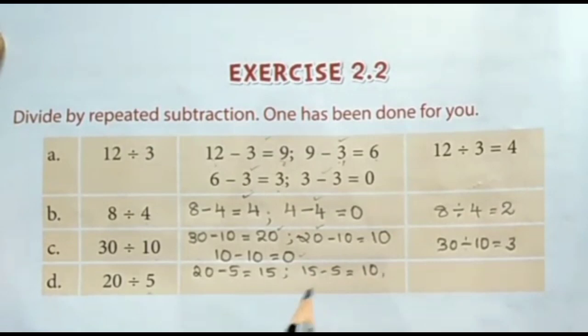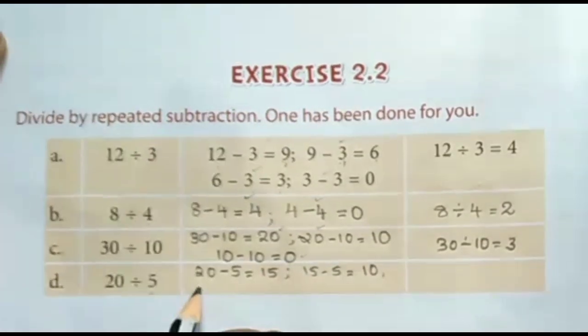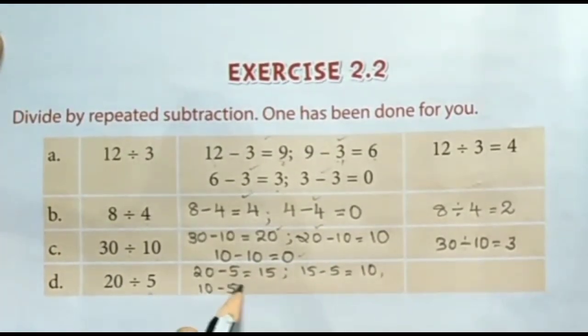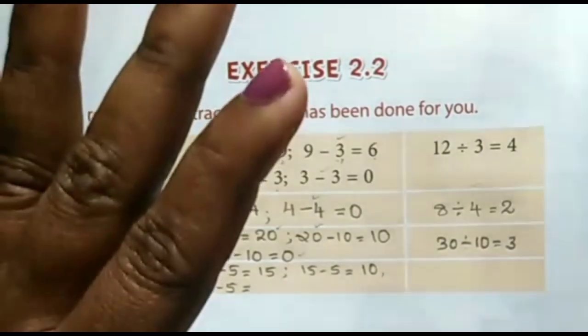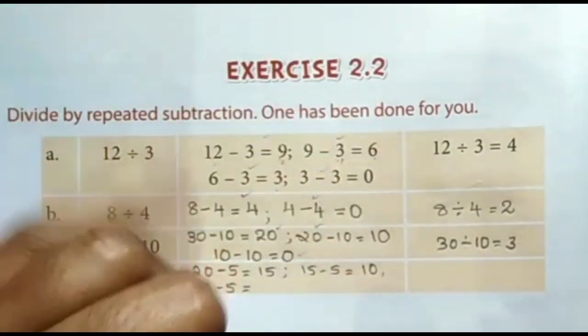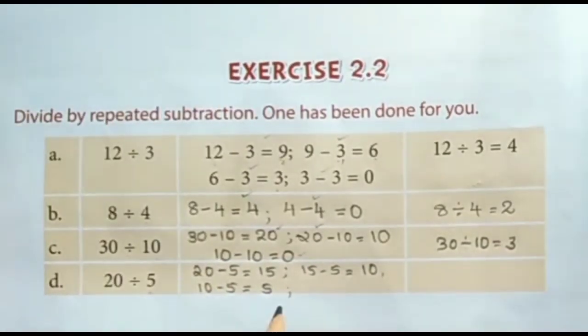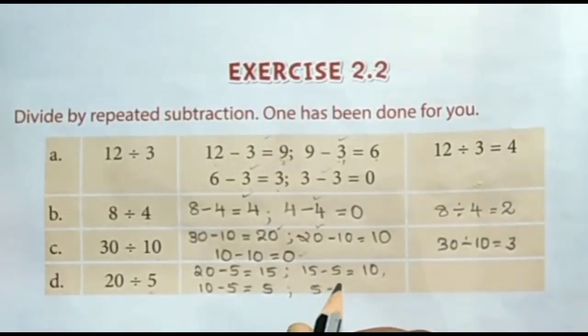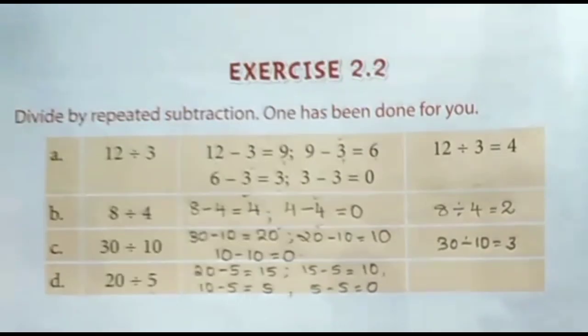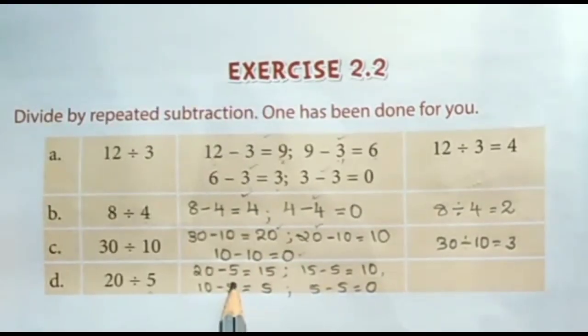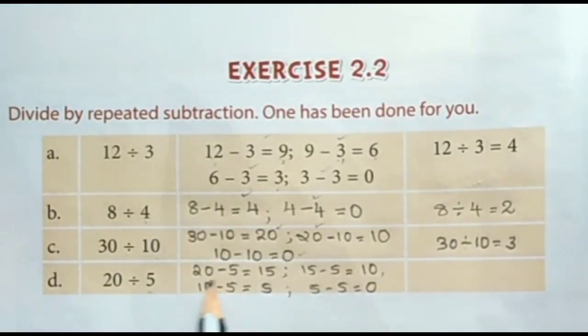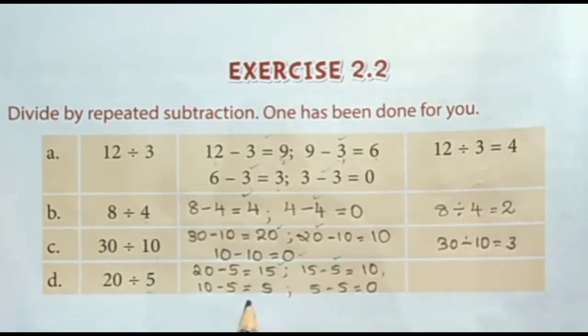10. And from the number 10 we should subtract 5. So 10 minus 5 equal to 9, 8, 7, 6, 5. The answer is 5. And from the number 5 we should subtract 5. 5 minus 5 equal to 0. And how many times did we subtract the number 5 from 20? Yes, 1, 2, 3, 4. We have subtracted 4 times the number 5 from 20.